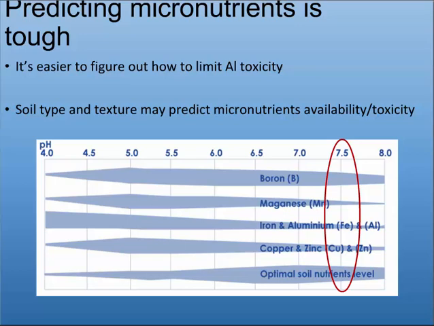Soil type and texture may predict the micronutrient availability and toxicity. So if you have a clay soil that's high in CEC, it might hold more nutrients, so you can push that pH higher versus a sandy soil, which might not hold as many nutrients in it. So you wouldn't recommend pushing the pH so high. If you overshoot your pH, you can easily get into this region where you don't have access to a lot of these micronutrients, and you're going to start to see crop deficiencies.